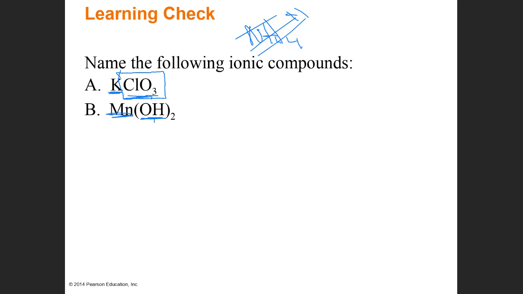Okay, so this one, if I look up ClO3, I'm going to find its name is chlorate, and the positive ion is just potassium. So the combined name is just potassium chlorate. Now again, I don't expect you to memorize them.